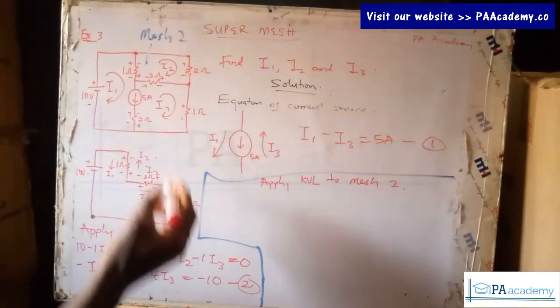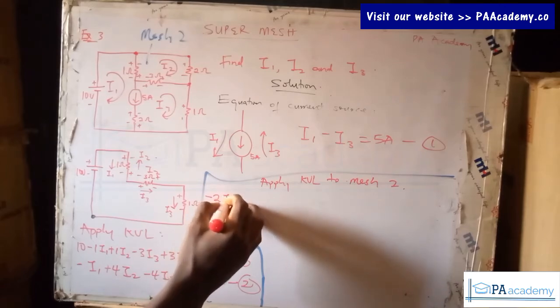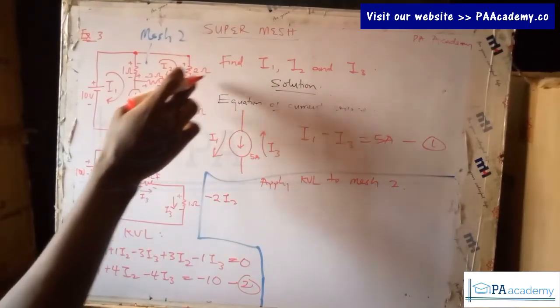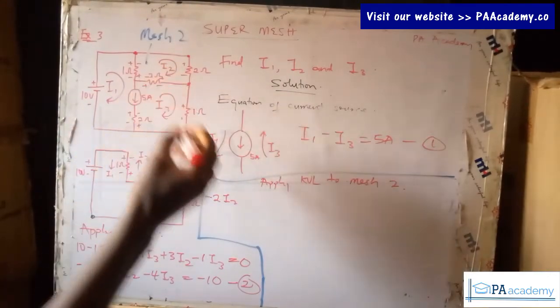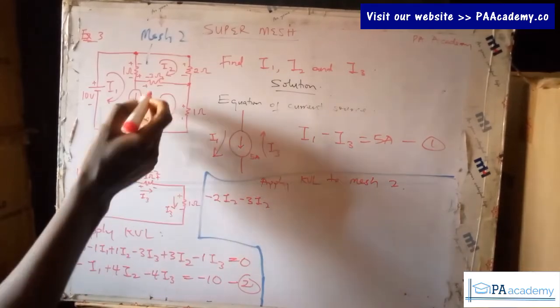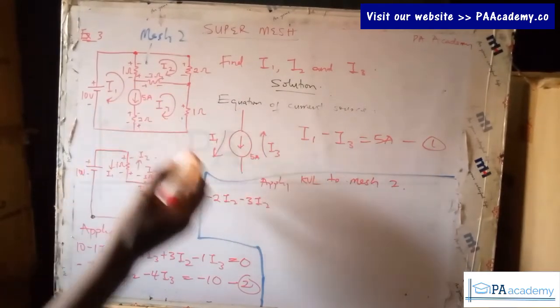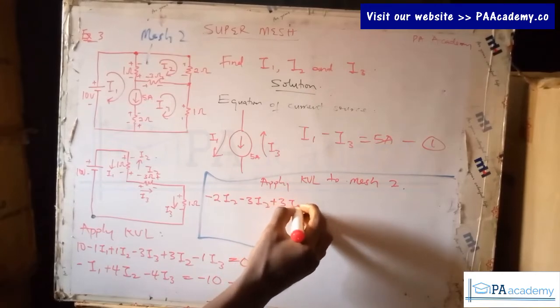From positive to negative, so that's going to be minus 2, and the current there is I2. When we leave there, we come to the 3 ohm resistor. From positive to negative, due to current I2, that's going to be minus 3 I2, while from negative to positive, due to current I3, that's going to be plus 3 I3.